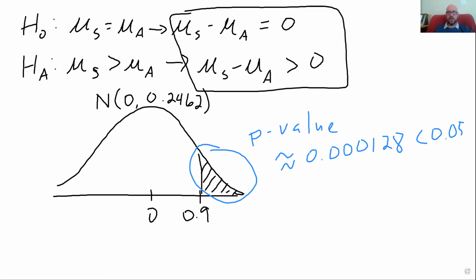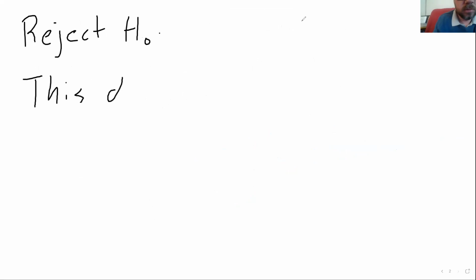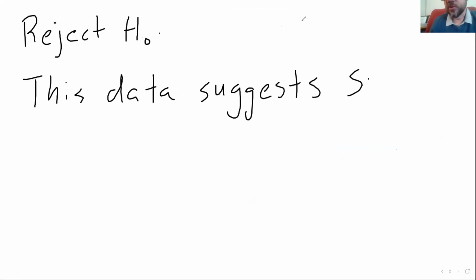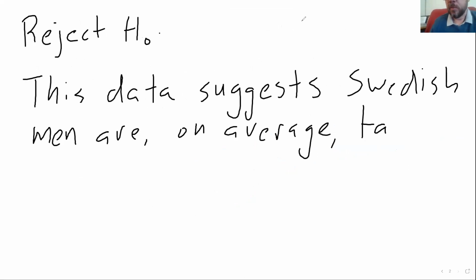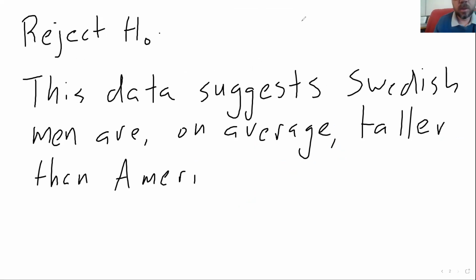We're going to reject the null hypothesis. We believe this data suggests Swedish men are, on average, taller than American men. There you go. That's how you do a two-sample hypothesis test.